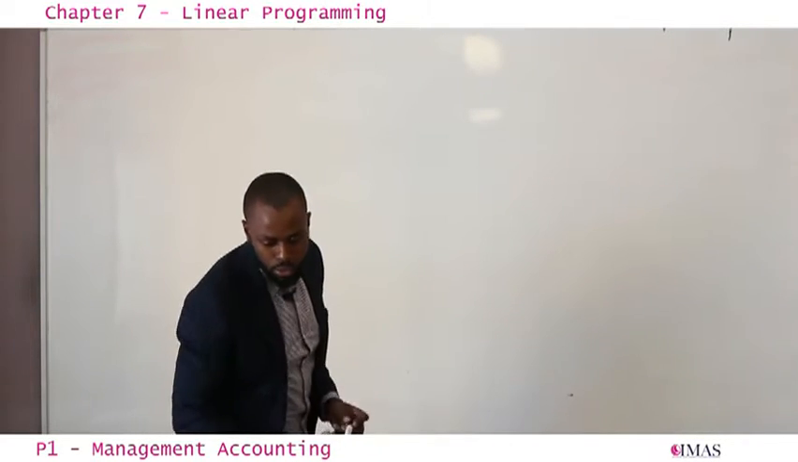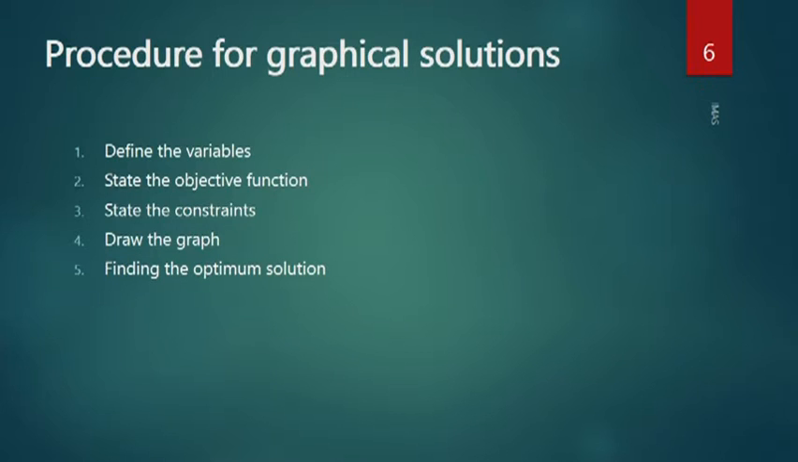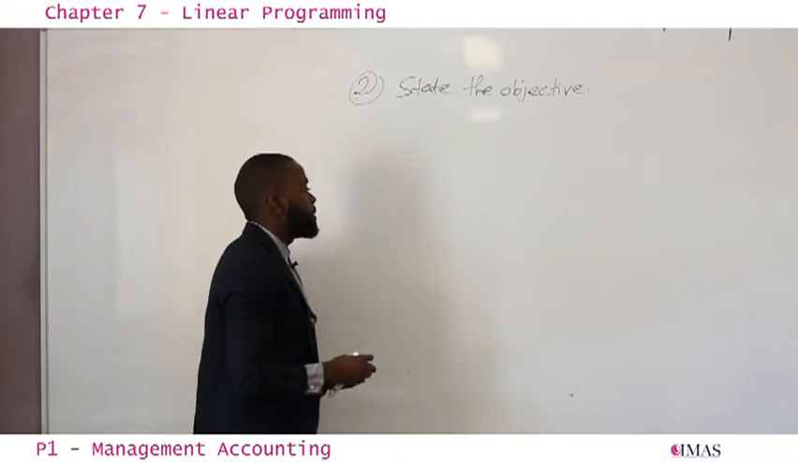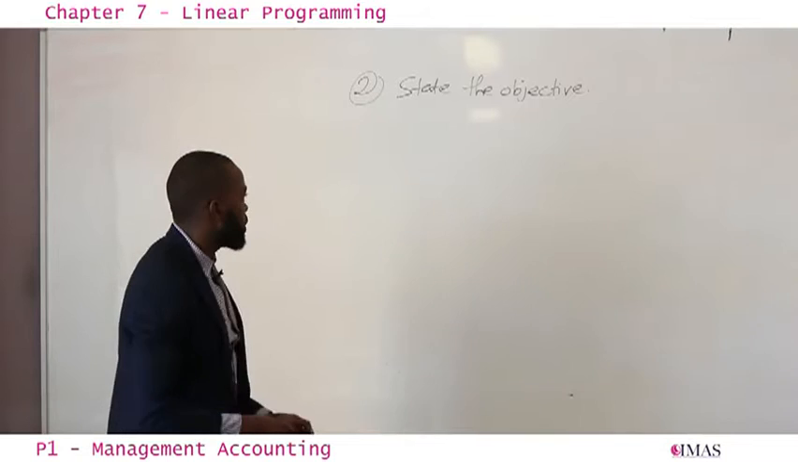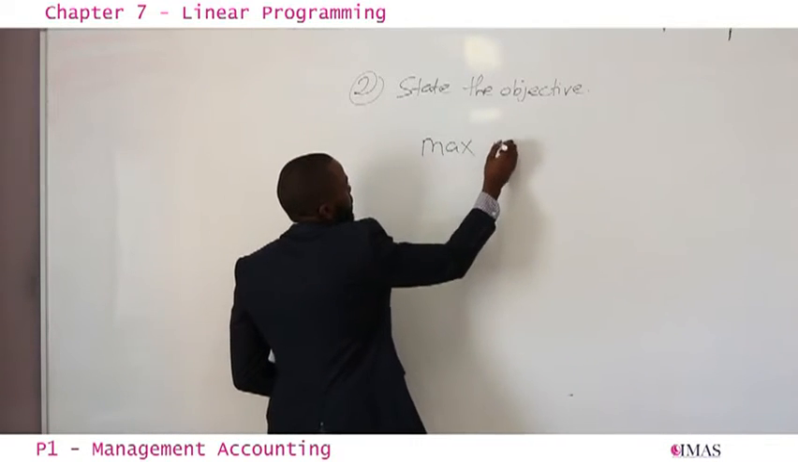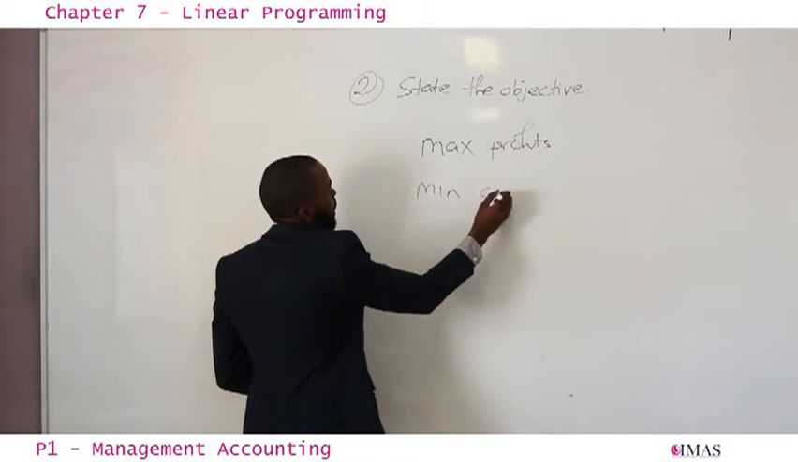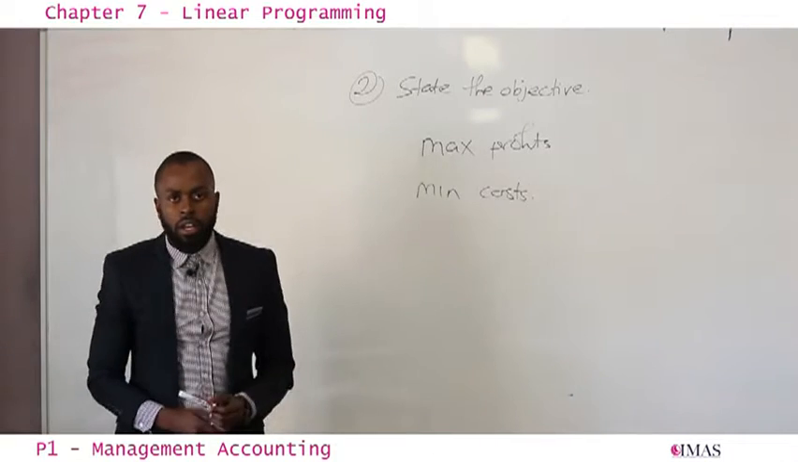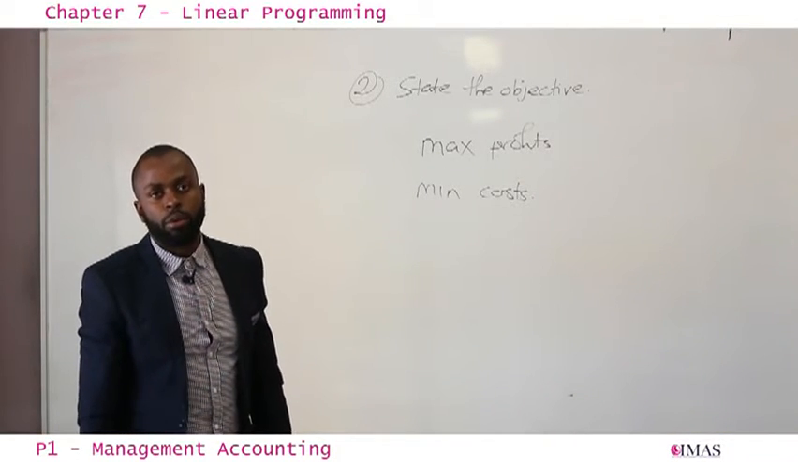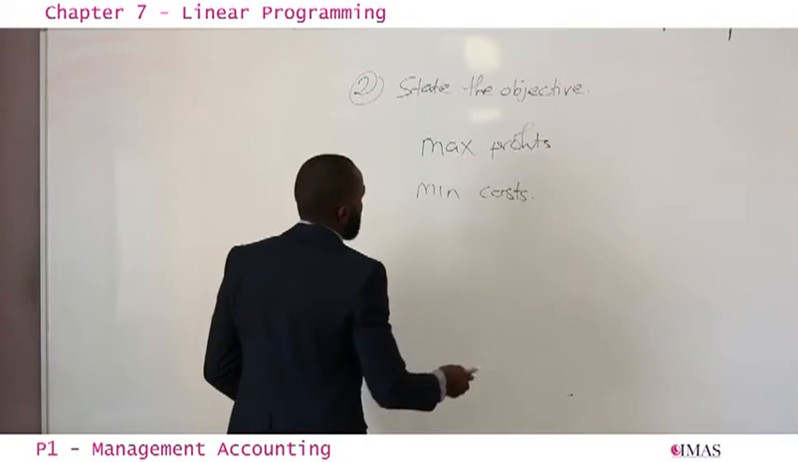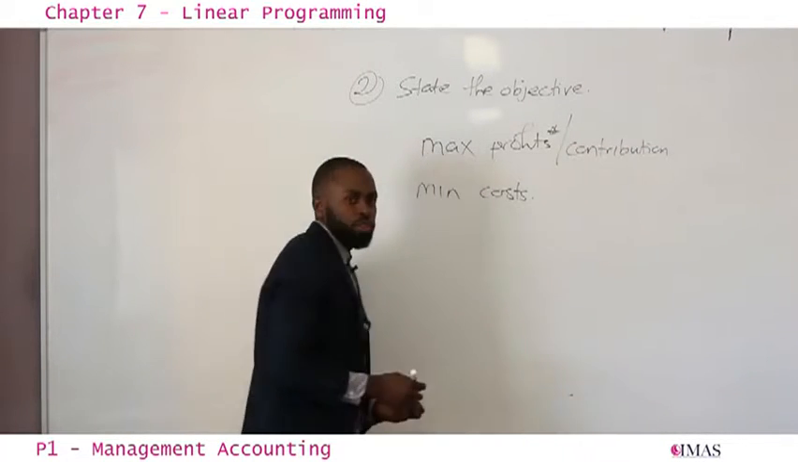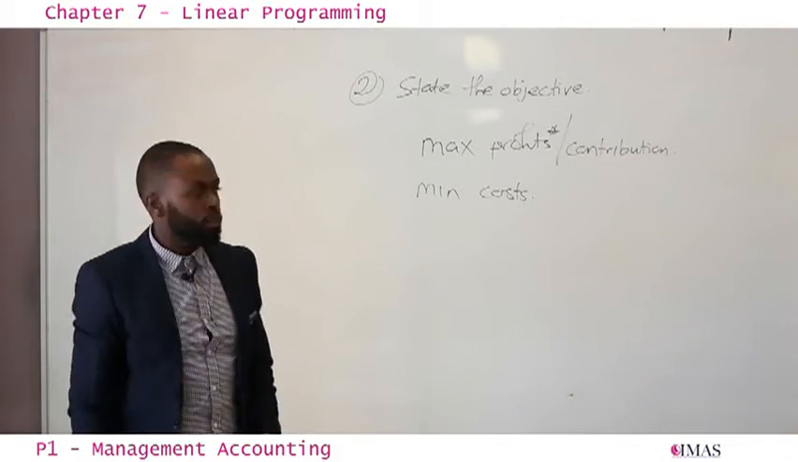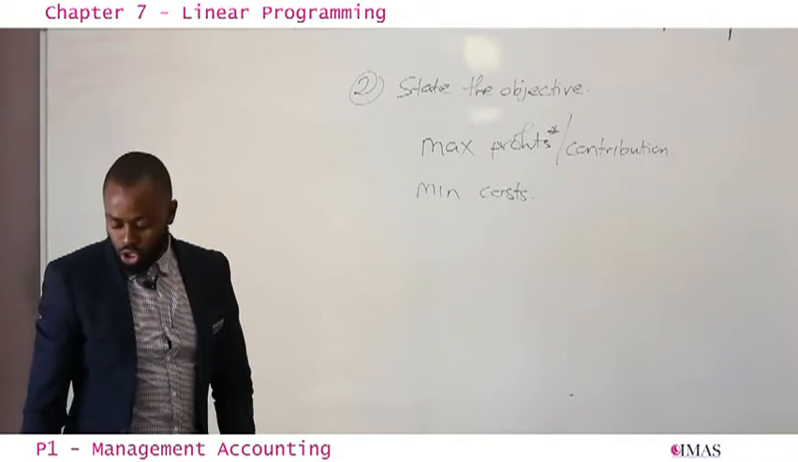And we go to step 2. Need to state the objective. So for linear programming, we can either have an objective to maximize profit or an objective to minimize cost. Now, maximizing profit is the same as maximizing contribution because our fixed costs are constant. If fixed costs are constant, maximizing profit is the same as maximizing contribution, because the contribution is then used to cover the fixed cost.